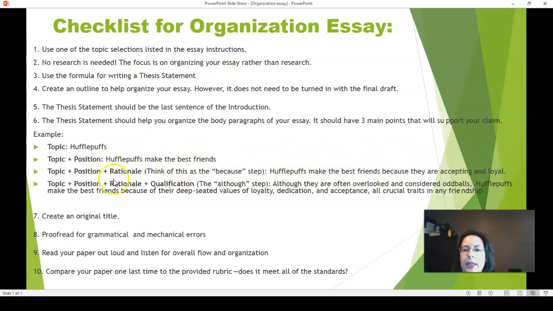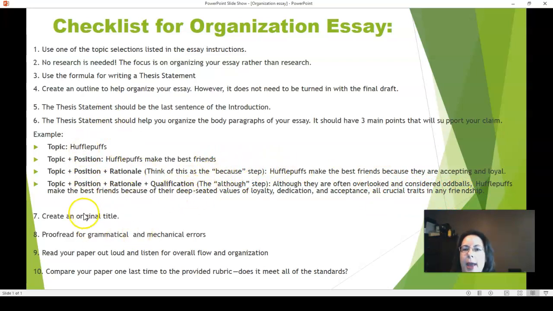All right. So we're going to take this a little bit farther to add in those 3 points, those supportive points. The topic, position, the rationale, and the qualification. And this is kind of called the although step. Although they are often overlooked and considered oddballs, Hufflepuffs make the best friends because of their deep-seated values of loyalty. That's support number 1. Dedication, support number 2. And acceptance, support number 3. All crucial traits in friendship. Okay, so that goes back to that because step.